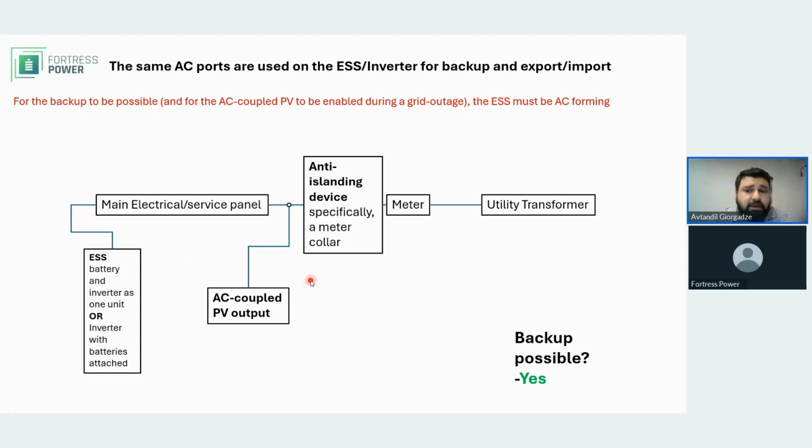So you will have backup coming from two things: your energy storage system with the energy that it has stored, and the AC coupled PV, which will be constantly generating power as long as there's sufficient amount of light. That's why it says over here, for the backup to be possible and for the AC coupled PV to be enabled during a grid outage, the ESS must be AC forming.